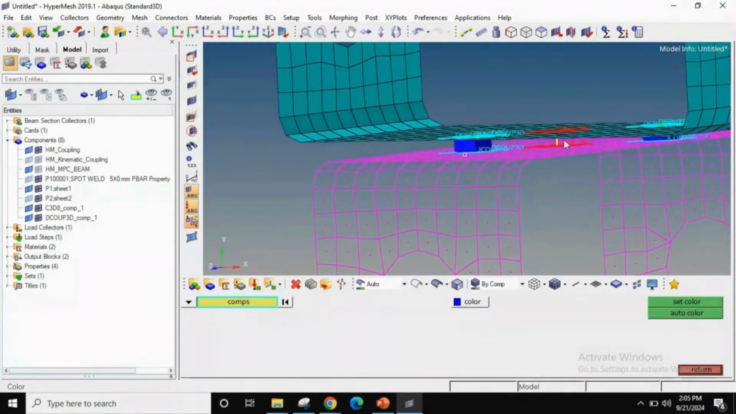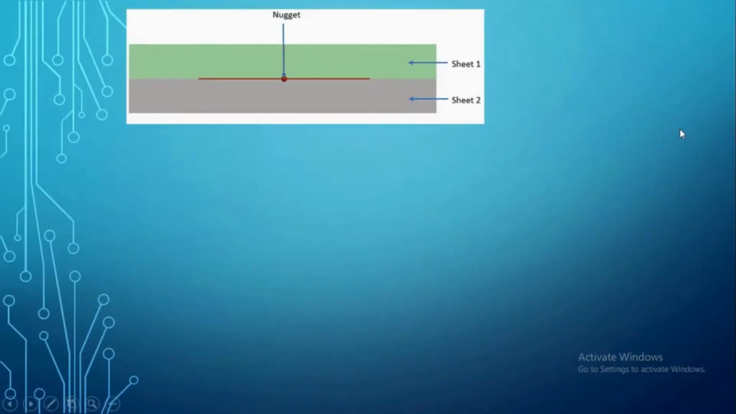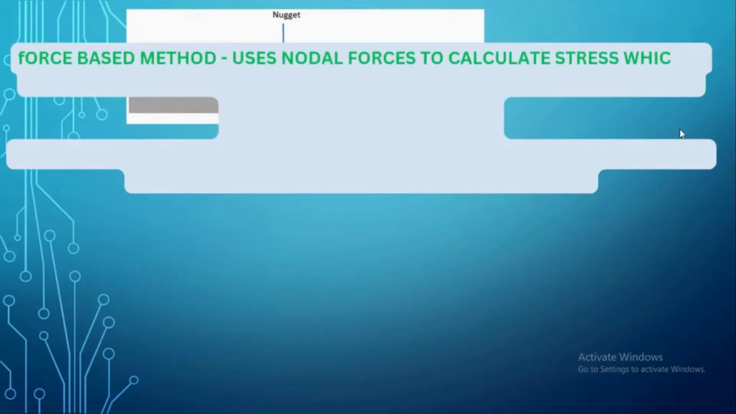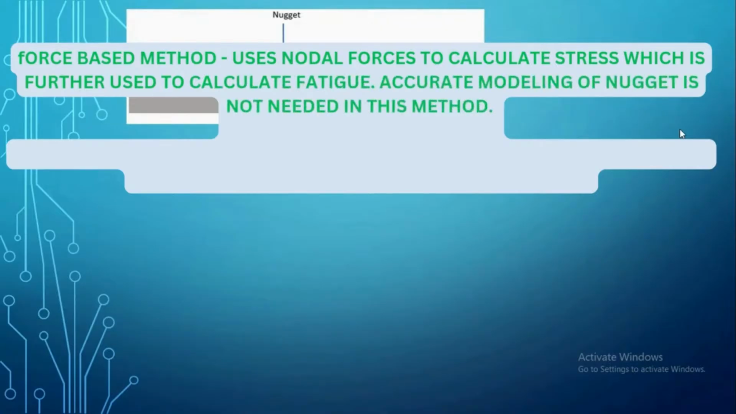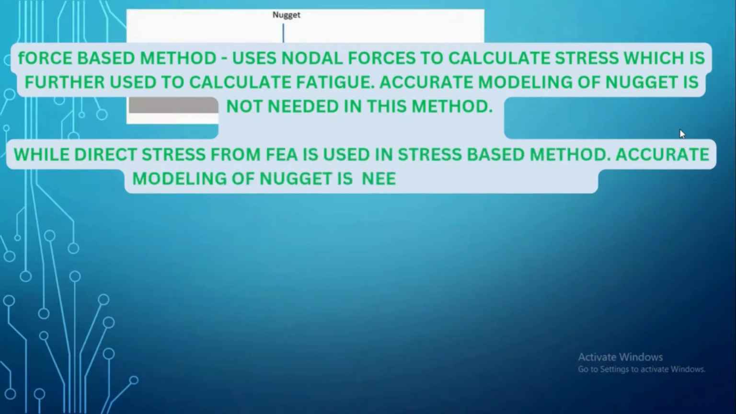So basically, two popular methods are the beam RB3 method and hex RB3 method. For calculating fatigue, we are using the force-based method. There are two methods to calculate fatigue in spot weld: basically, the stress-based method, and second is the force-based method. The force-based method is convenient and easy to use.